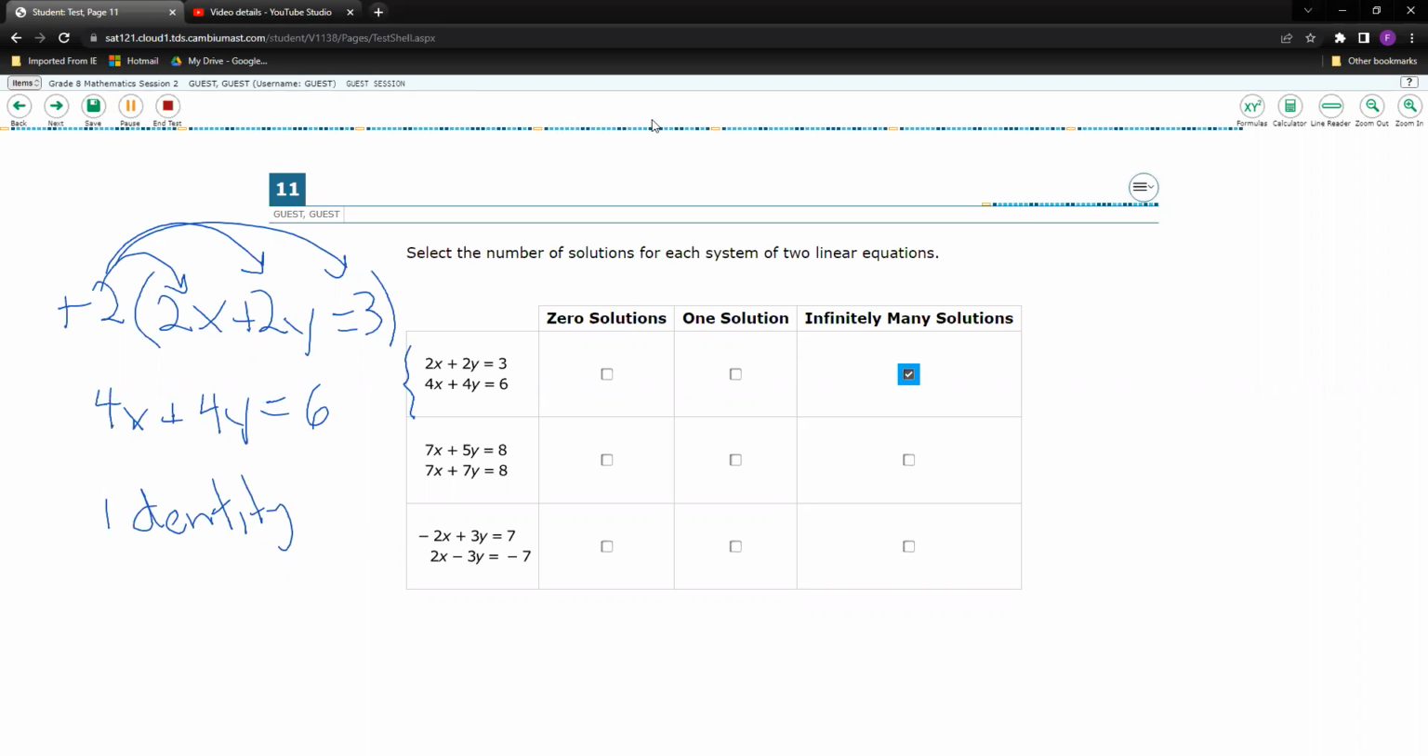And the second one, we just have to spot it. We notice that the equation looks to be the same, but the 5y and the 7y are different. So once we have a small difference in the number of variables, then we are going to get one solution in that case. And in the case of the last one, it is the same equation with the signs inverted.